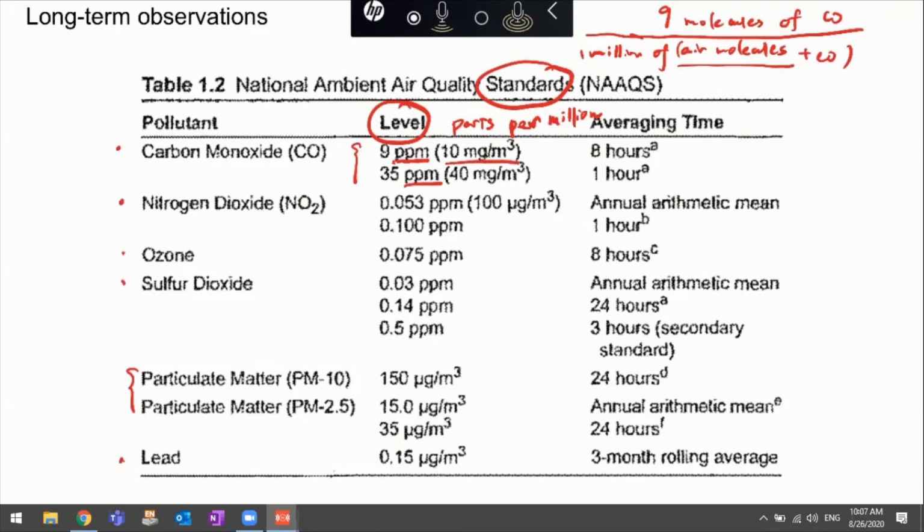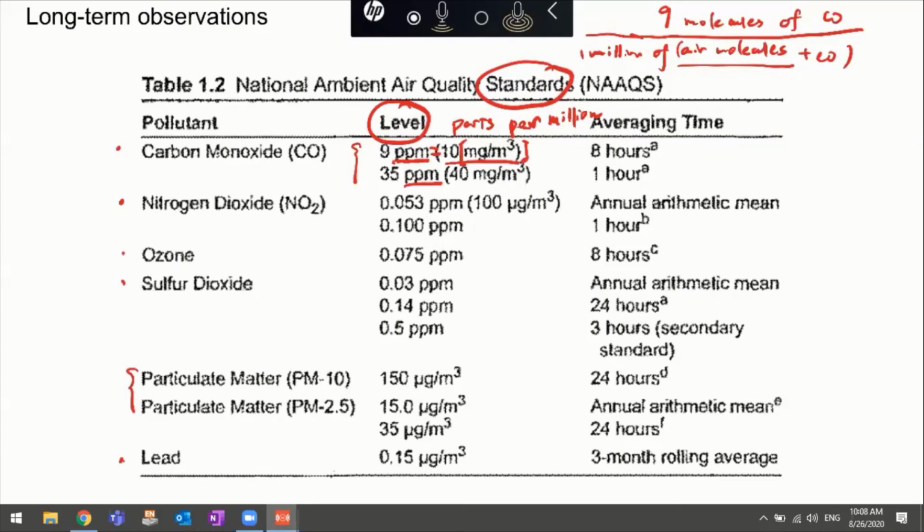ppm just means the mole fraction, right? What is the number fraction of these carbon monoxide molecules among all the air molecules? Following that, we also have a mass concentration. These are basically different metrics of describing these air quality standards. We can later find out that these 2 are actually equal to each other. We can do some simple calculation to show that.